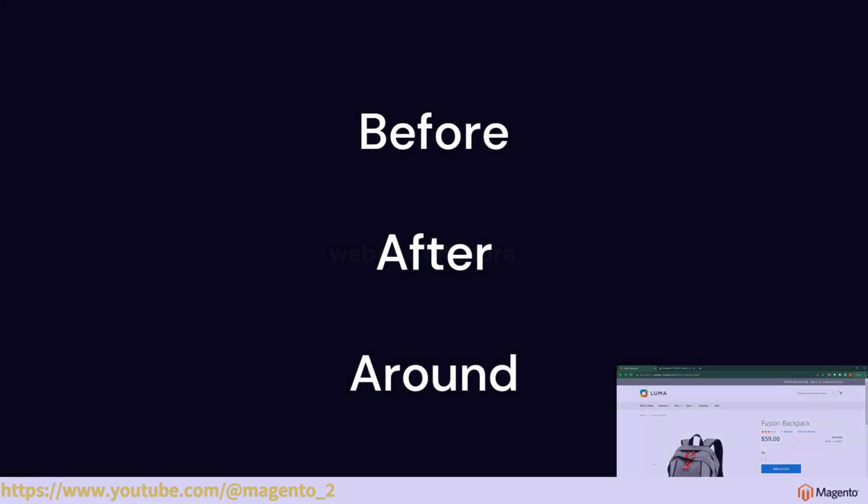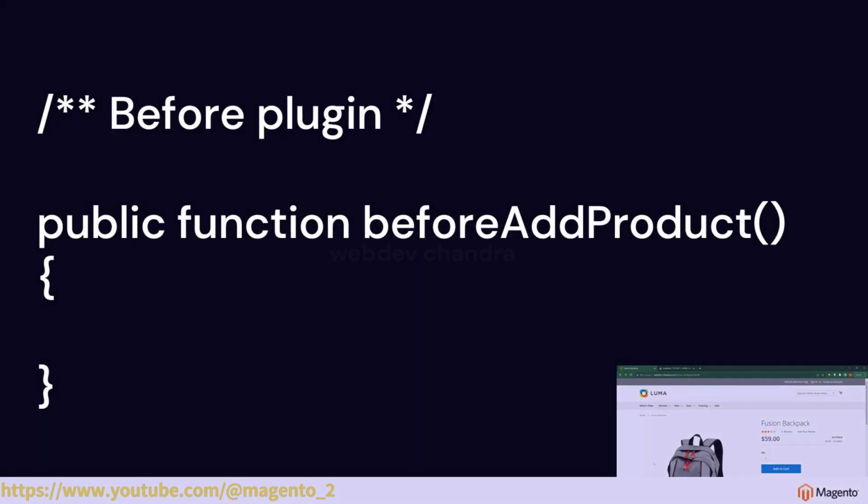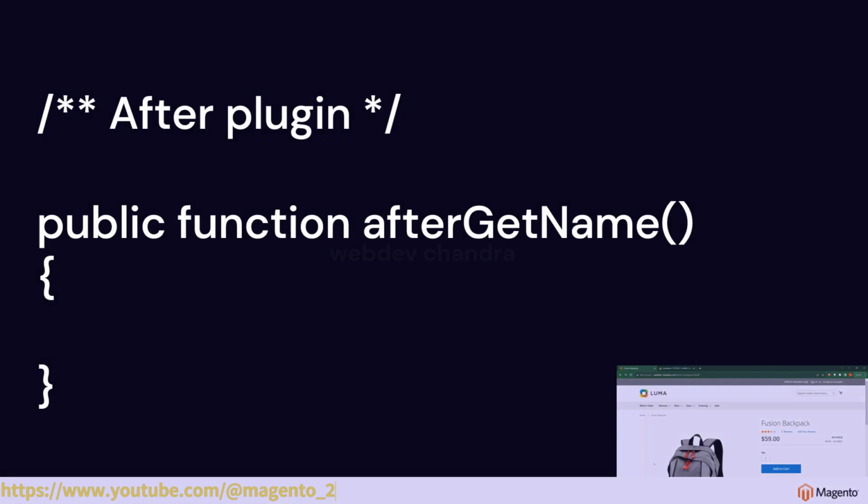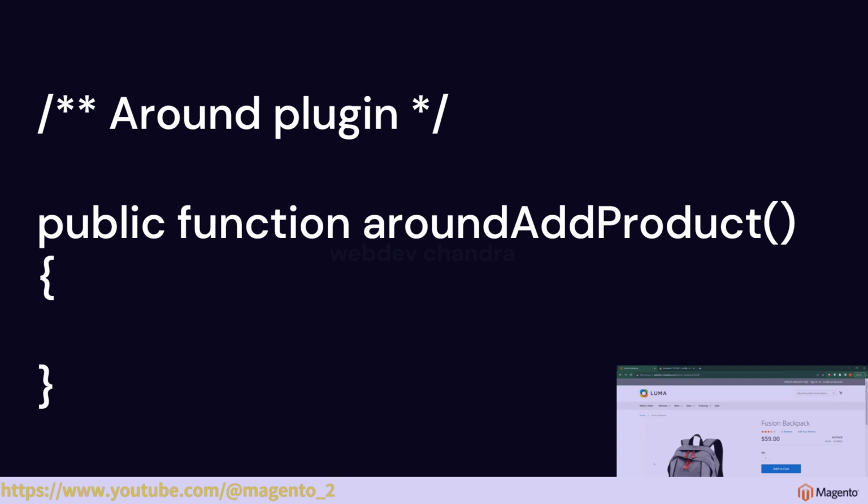Now we use the same method to handle the plugins. I already told you that there are three types of plugins: before, after, and around. So let us first check the before plugin. How can you declare a before plugin? Take any method name and before that method name, add the keyword before. That becomes a before plugin. Similarly, if you want to create an after plugin, add the keyword after. If you want to create an around plugin, add the around keyword.